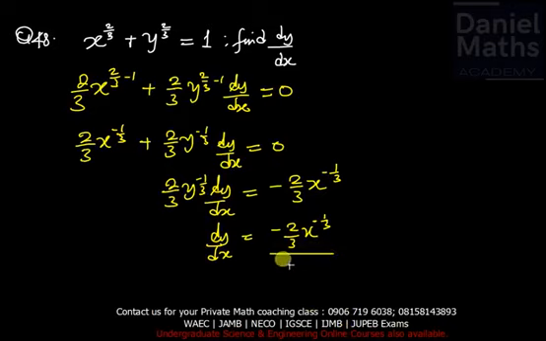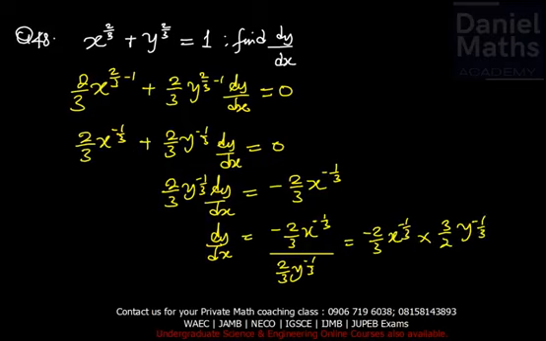by 2/3 times y raised to the power minus 1/3. If we go further to split this, this can give us minus 2/3 x raised to the power minus 1/3, and then here we'll have times 3/2 into y raised to the power minus 1/3.